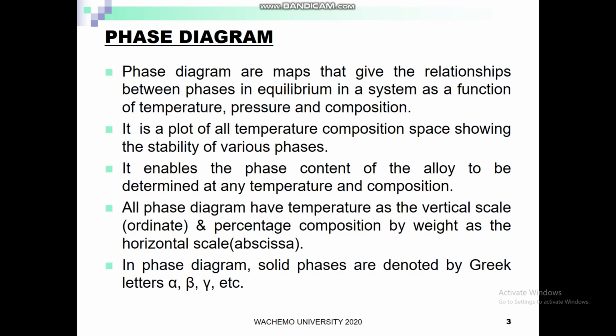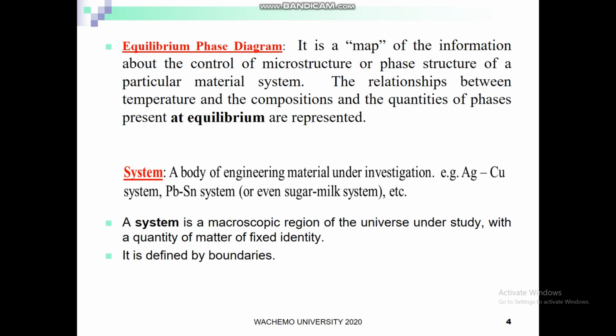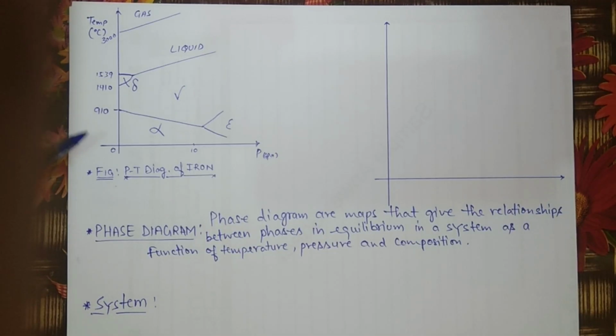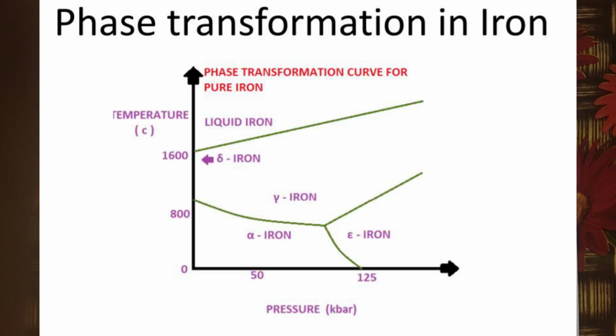So to summarize the definition of phase diagram, we can say that phase diagrams are the maps that give the relationship between phases in equilibrium in a system as a function of temperature, pressure and composition. An example of this you have just seen, the temperature axis and pressure axis, and these are the equilibrium phases which you can see on the phase diagram. Since we are using a single component, that is iron here, we are not taking a composition axis over here.